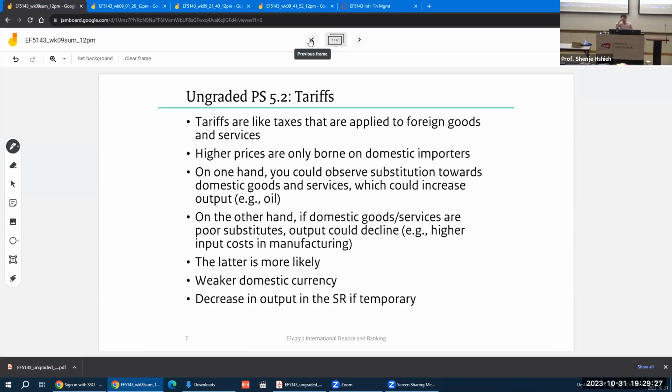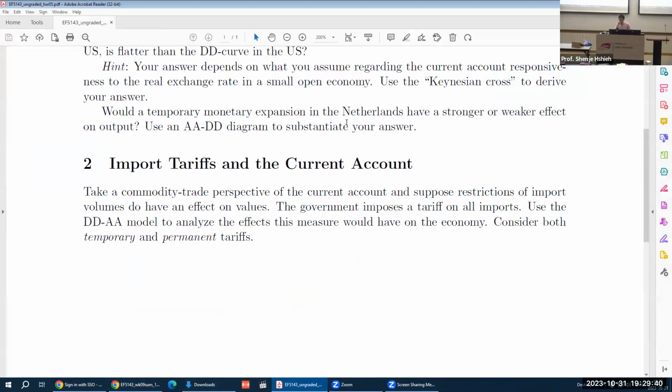All right. So second question. The second question, actually somebody here mentioned it to me. He had a lot of foresight. So anyways, the second question asks the following. Take a commodity trade perspective of the current account and suppose restrictions on import volumes do have an effect on values. A government imposes a tariff on all imports. Use the AA and DD model to analyze the effect this measure would have on the economy. Consider both temporary and permanent.